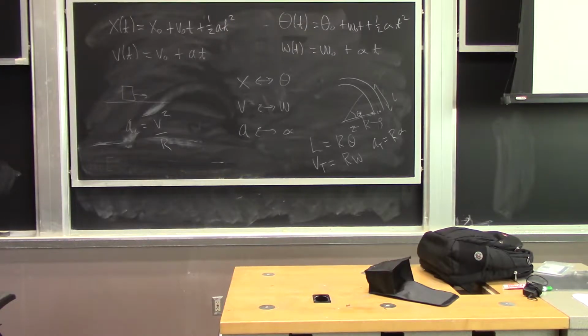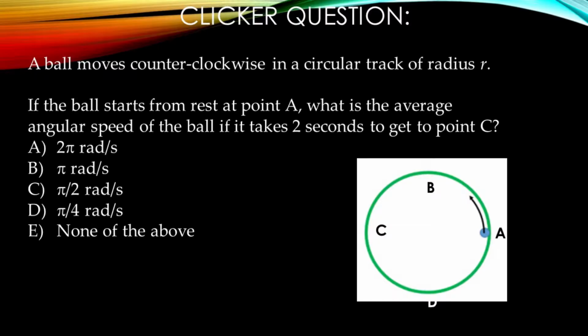Okay, so let's look at another one. Now this one says, similar situation, a ball moves counterclockwise in a circular track of radius r. If the ball starts at rest at point A, what is the average angular speed of the ball if it takes 2 seconds to get to point C? So go ahead and talk about this one.